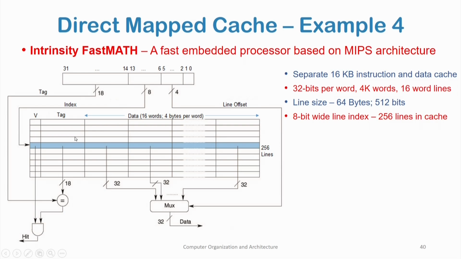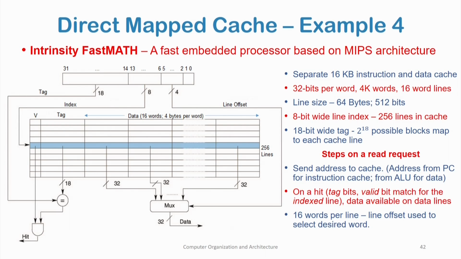We have an 8-bit wide line index, so therefore we have 256 lines in the cache. We have an 18-bit wide tag field. So, 2 to the power 18 possible blocks can map to each cache line.